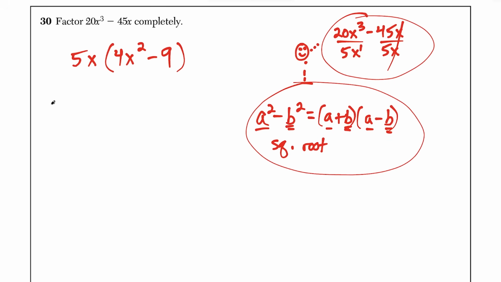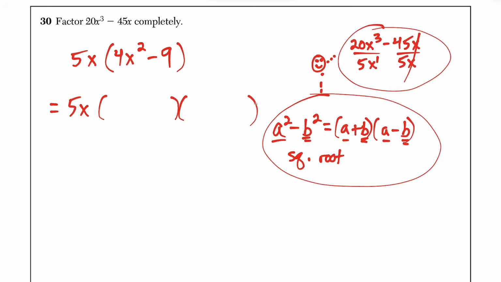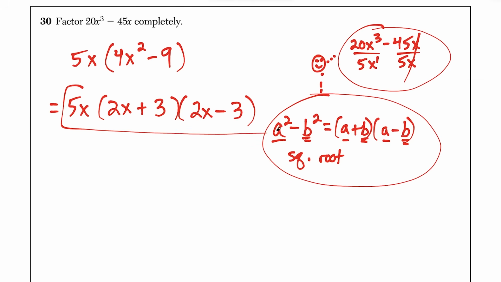So now I'm going to say next, this is equal to 5x times, and now I have two blank parentheses here. And I'll just move this part here out of the way. So now we're going to do the square root of 4x squared. We're going to say is 2x. And now I write my plus or minus inside the parentheses, and the square root of 9 is 3. And this is our solution to question 30.